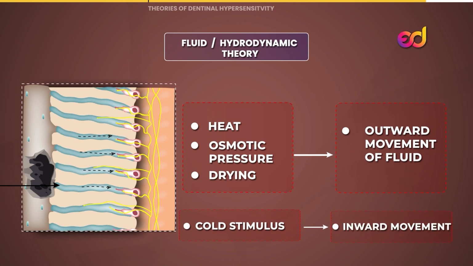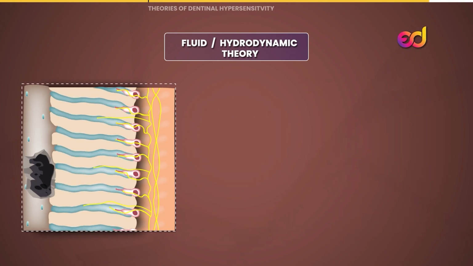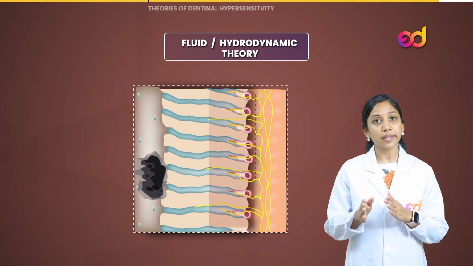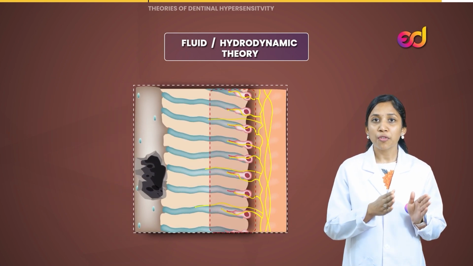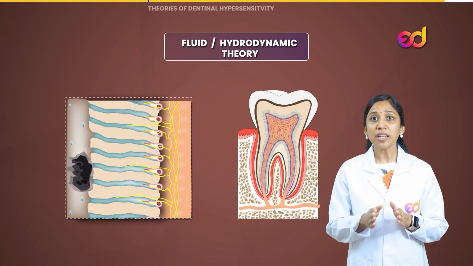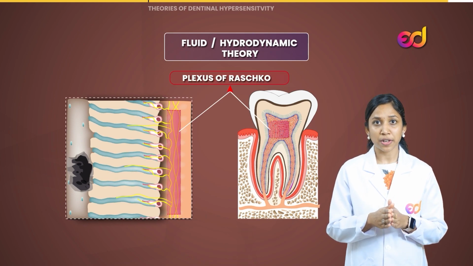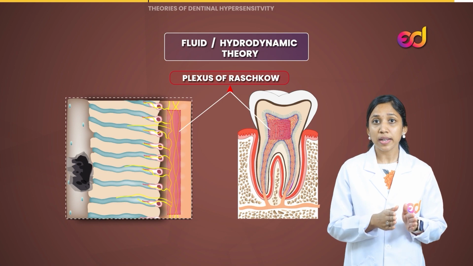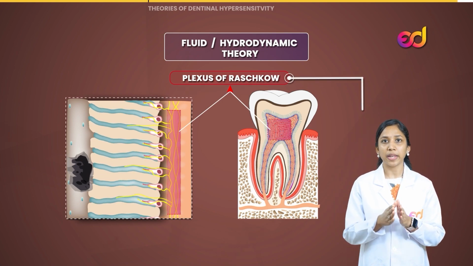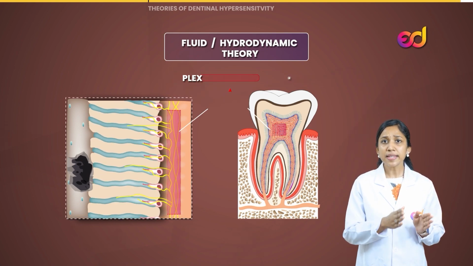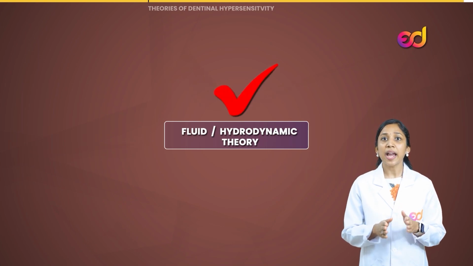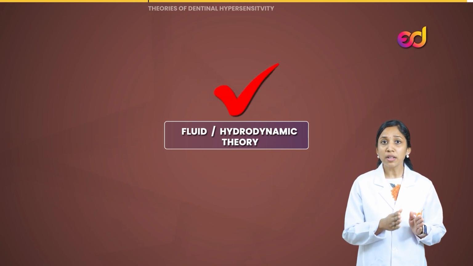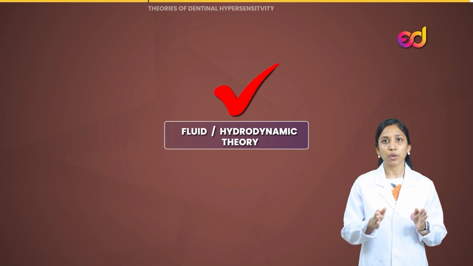And in both cases, that is, the movement in either direction can cause mechanical disturbance of nerve endings which are present in the inner dentin. Followed by this, the free nerve endings in the plexus of Raschkow in the pulp send these disturbances, resulting in sensitivity or pain. Basically, this is a widely accepted theory and proposes that nerve endings act as mechanoreceptors.